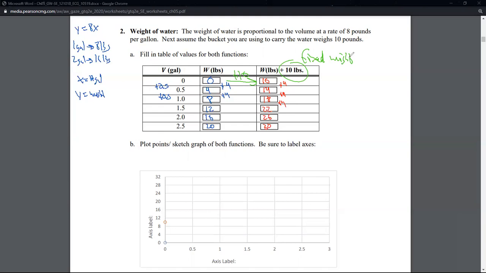Now you might say, well, Mr. Beckner, why don't you just put the bucket on the scale and hit tare? And I go, yes, absolutely, that's what you do in real life. But the point is, when you've got to pick this bucket up and carry it somewhere else, you're going to be holding that 10 pounds of the bucket in addition to the water.